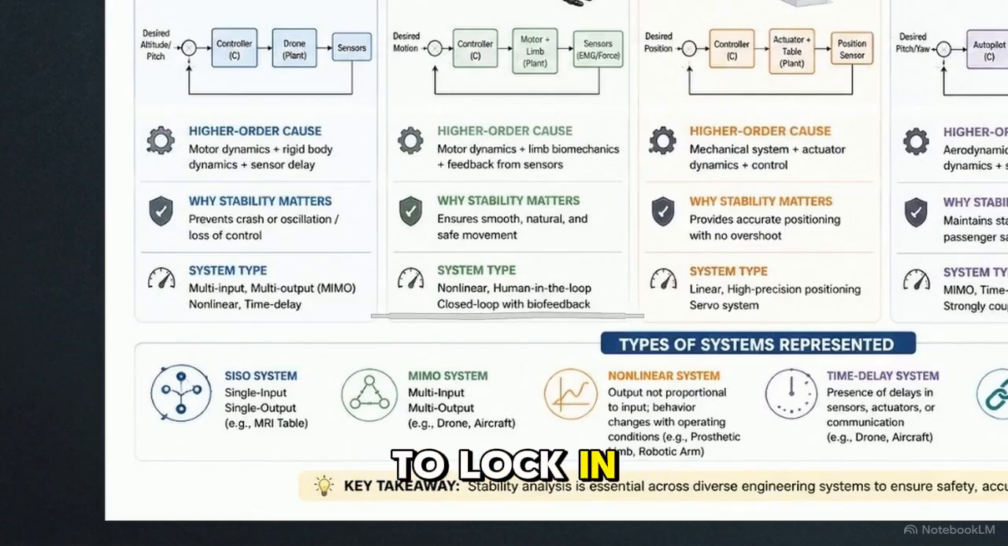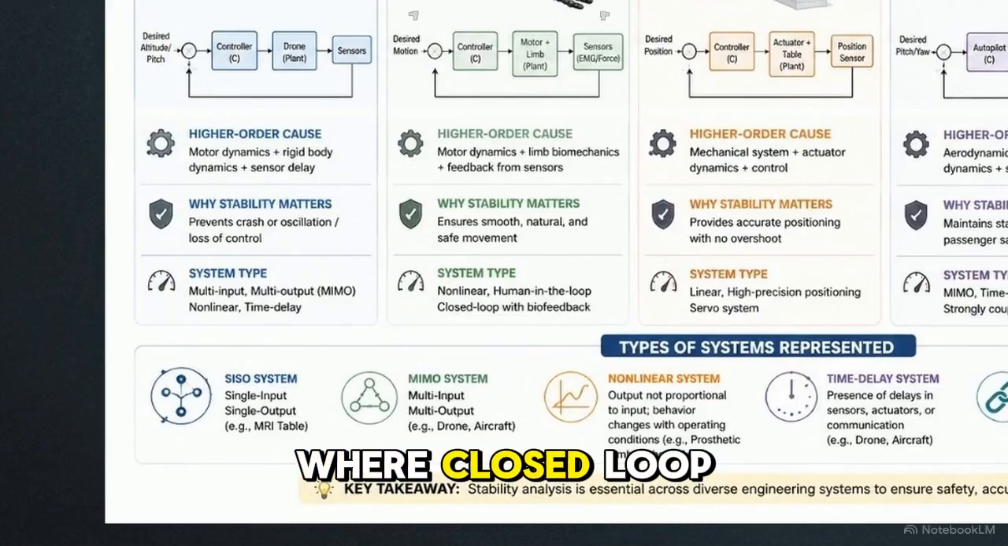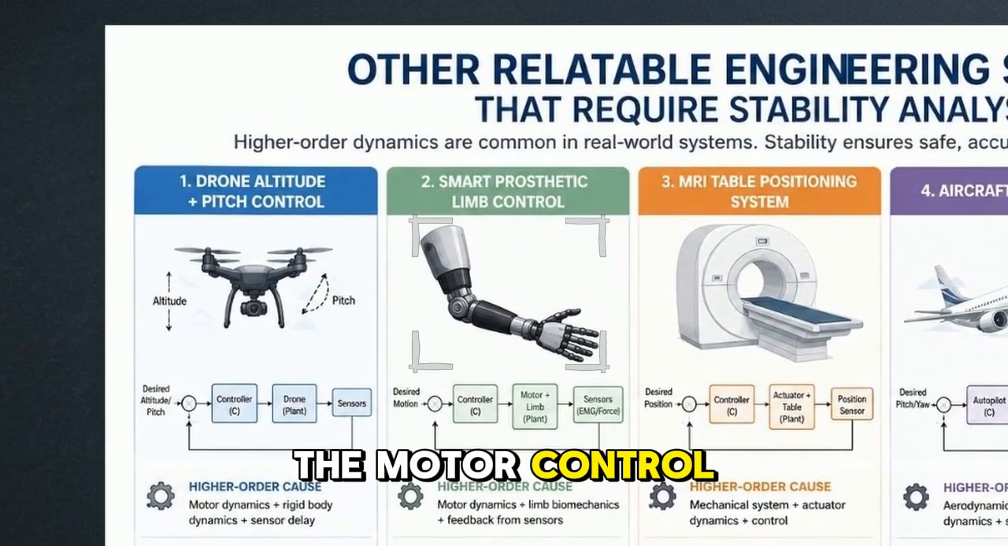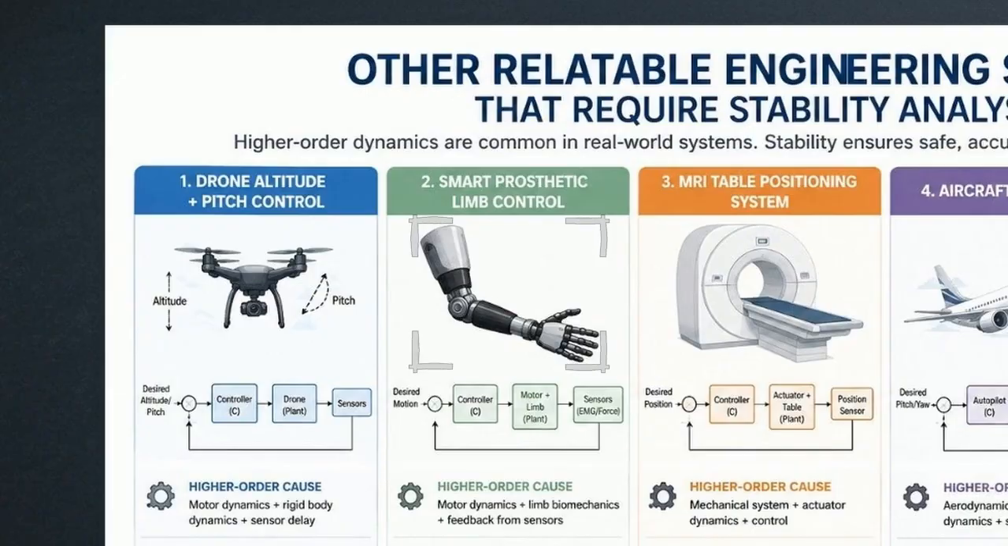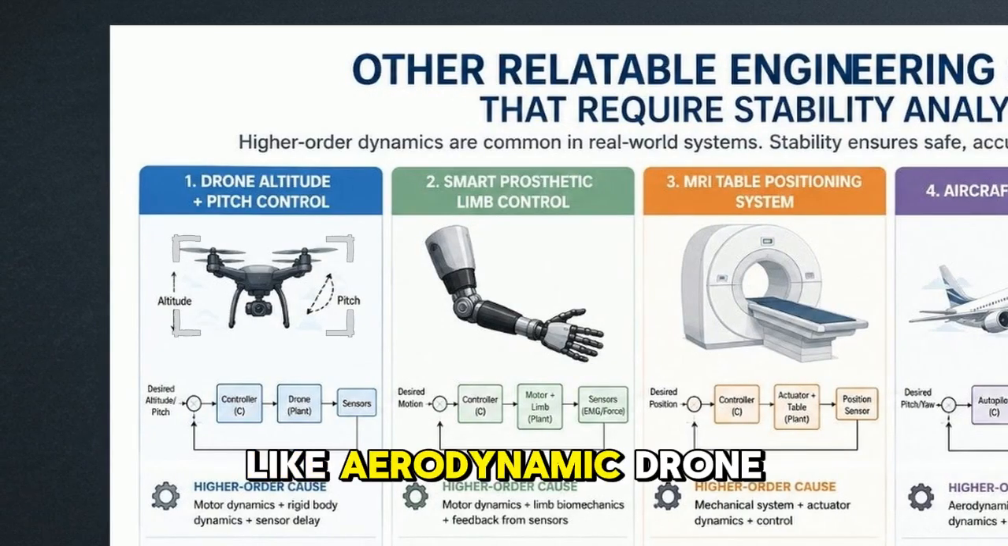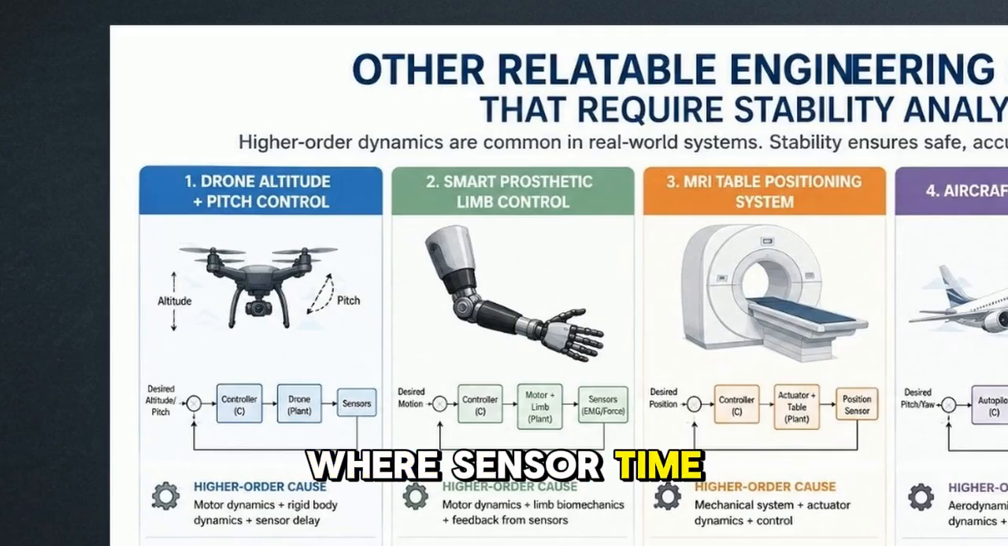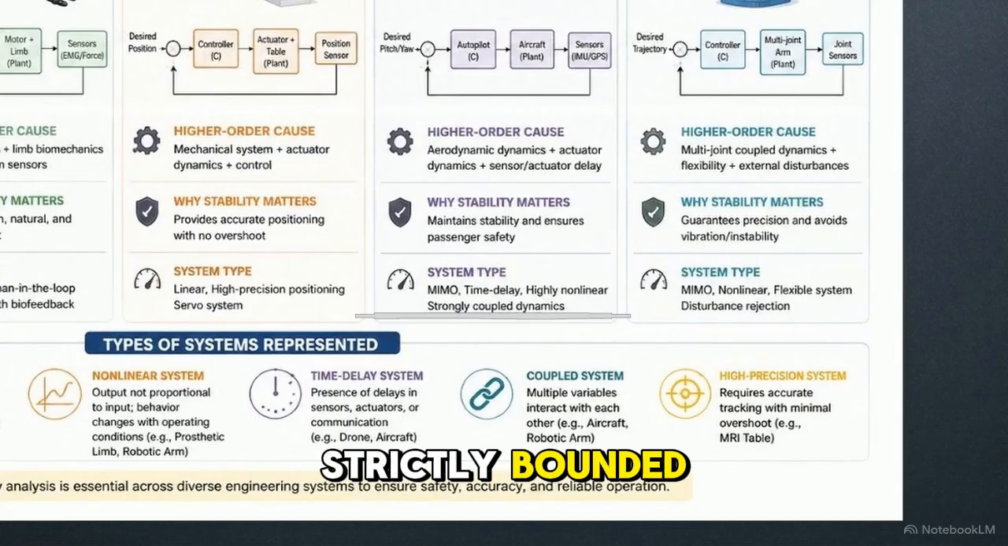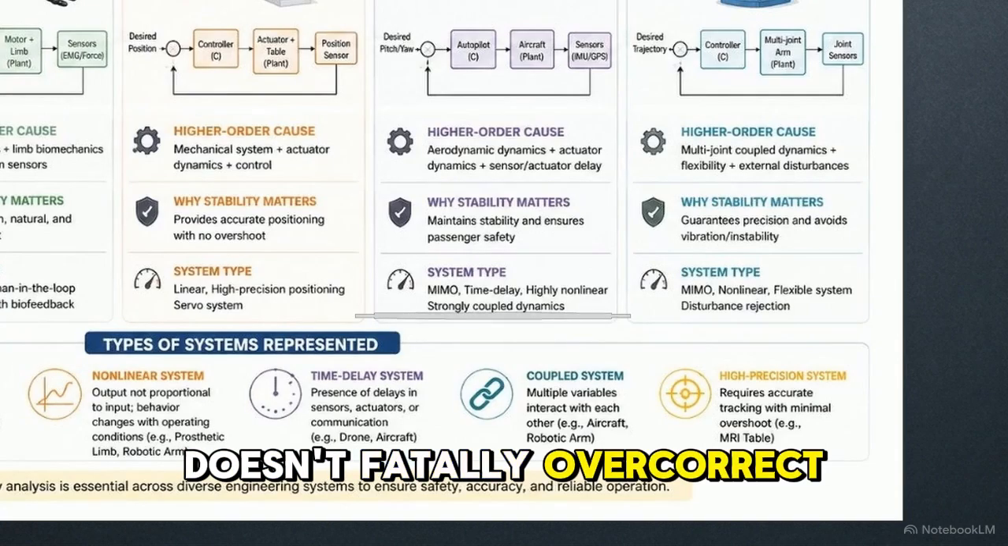Engineers use it to lock in the stability of highly complex human-in-the-loop hardware, where closed-loop biofeedback dictates the motor control of a smart prosthetic limb. It is essential for high-precision multi-input, multi-output systems like aerodynamic drone flight, where sensor time delays must be strictly bounded so the vehicle doesn't fatally overcorrect in the air.